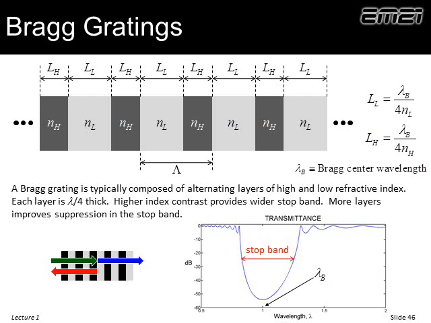So real easily, we have some pretty simple equations here. We can design a filter to block a particular band of wavelengths. We would just make the contrast between low and high enough that it covers the bandwidth we want. We would adjust the dimensions to place it where we want, and we include enough periods to make the reflection as strong as we want.